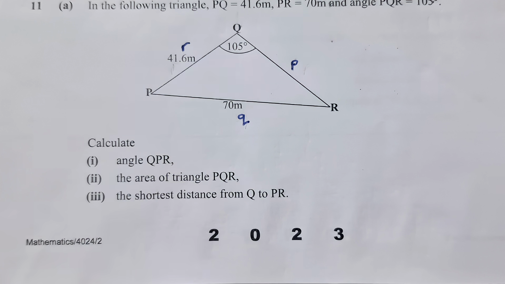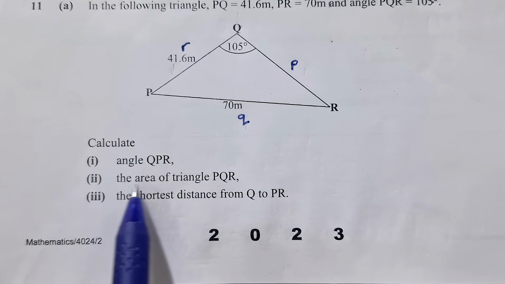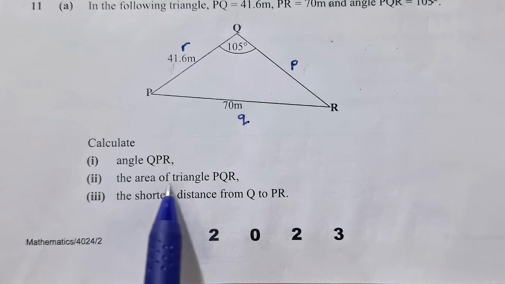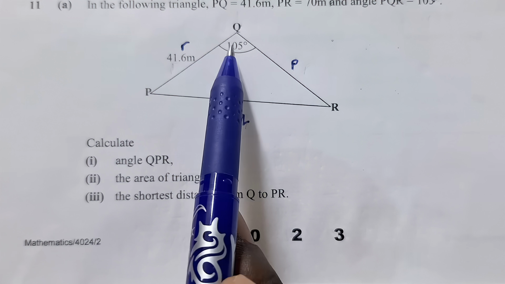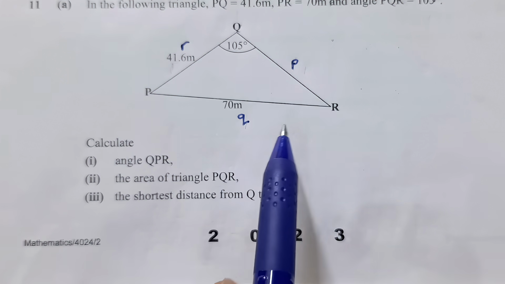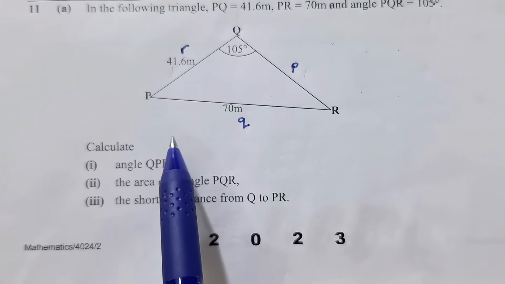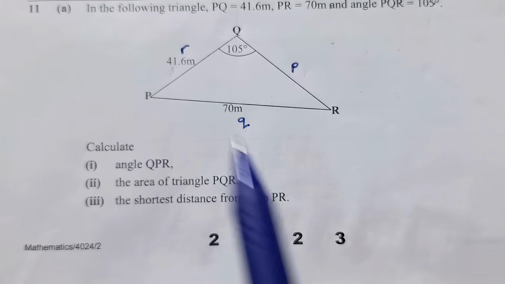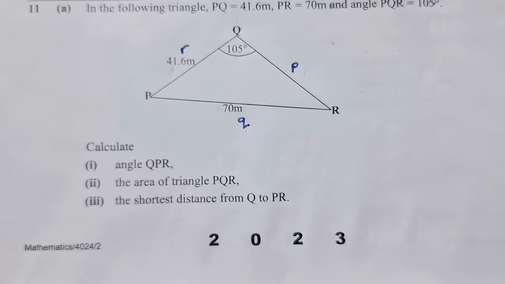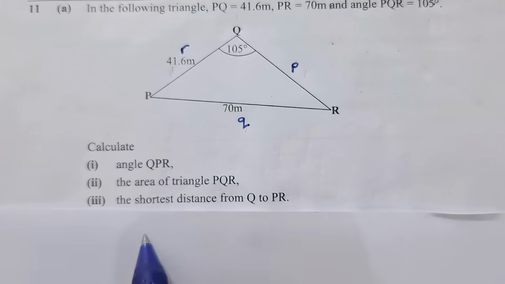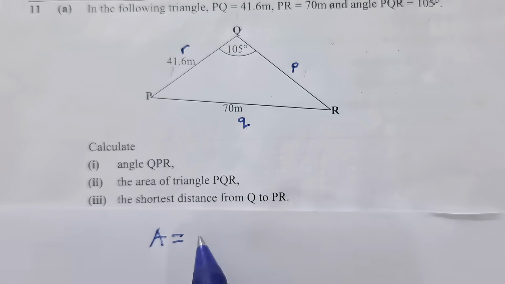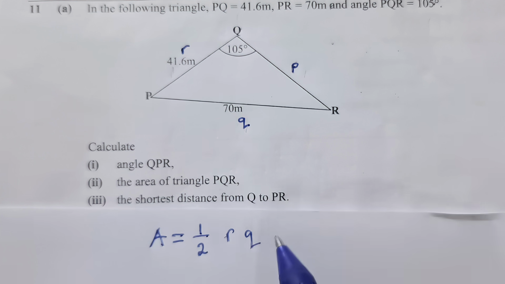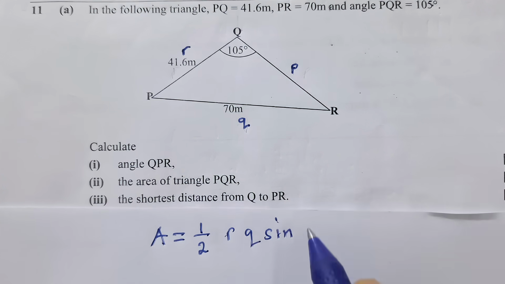We go to question 2. Question 2, they're saying calculate the area of triangle PQR. So P is here, QR. What we're going to do, it doesn't matter, we'll go with this. Look at me. Let me write the formula for you. So the formula here for area will be area is equal to 1 over 2 RQ sine capital letter P.